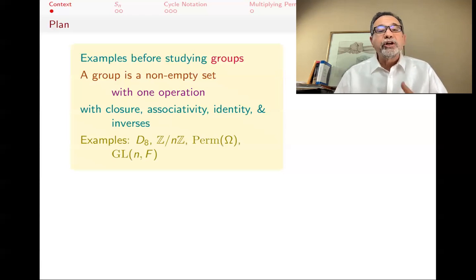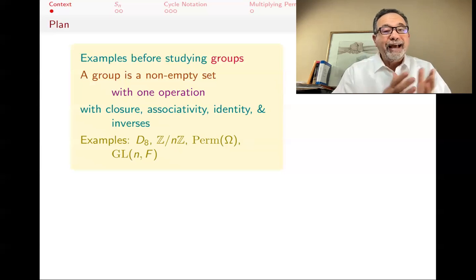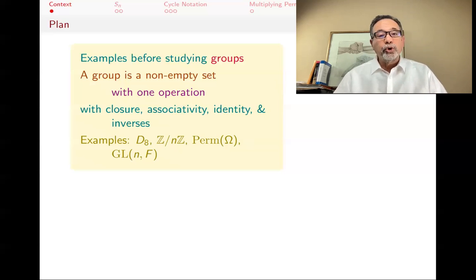Some examples are the dihedral groups. Those are symmetries of polygons. In the previous video, we looked at D8, symmetries of a square, in some detail. Another one is integers mod n, and that's also the subject of another video. Another one is permutations on a set omega. If omega is any set, the permutations on it, all one-to-one onto functions from omega to omega, form a group, and that was the subject of a whole video all by itself.